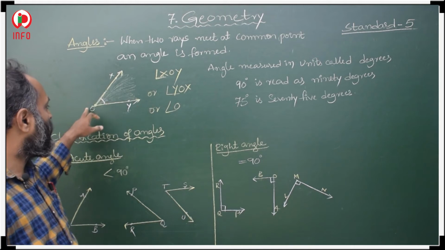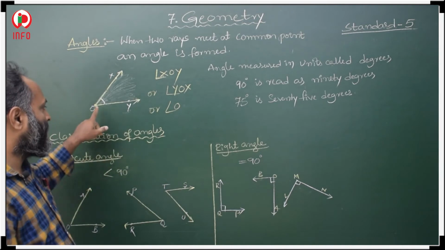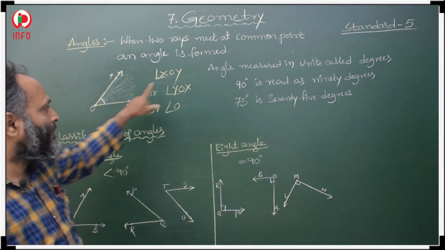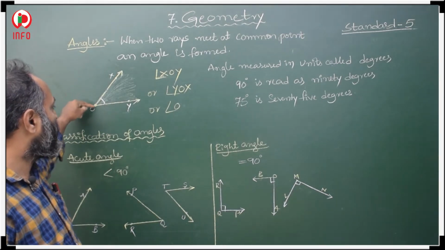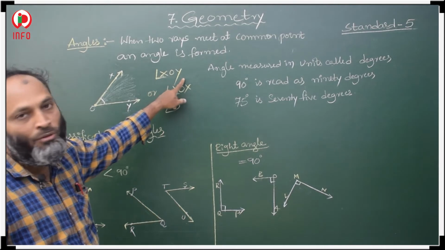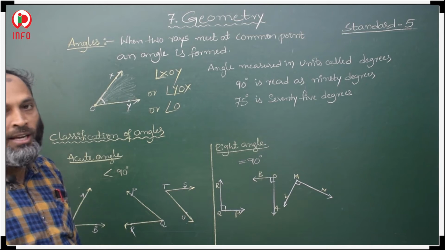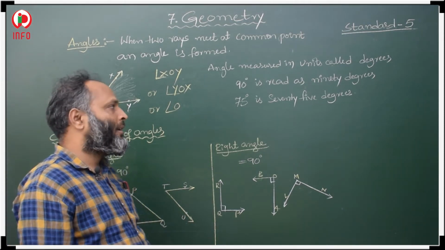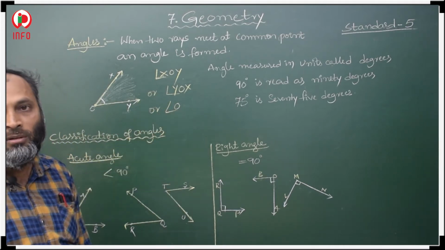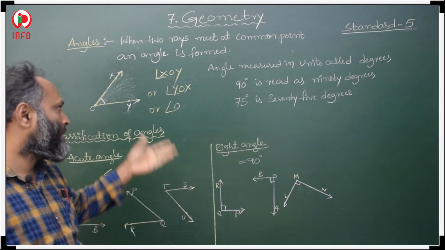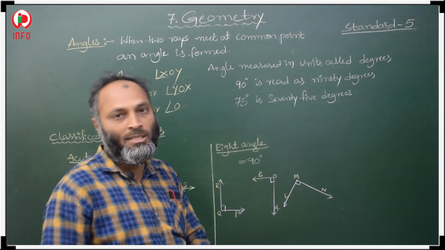If you want to represent the angle using three alphabets, how do we write it? The common vertex, the common point, we have to take in the middle: angle XOY, otherwise angle YOX. Or if you want to take only the common vertex, angle O. Angle O, angle YOX, angle XOY: the three representations are the same and correct.